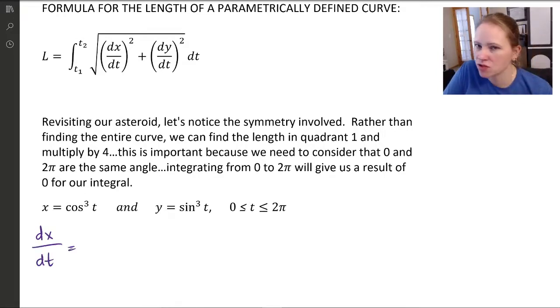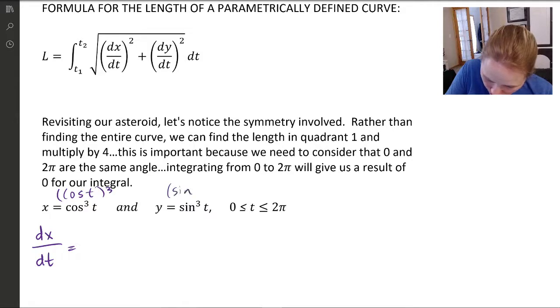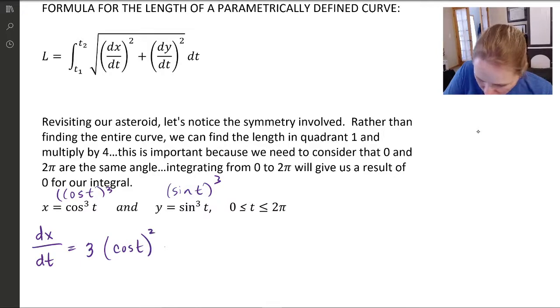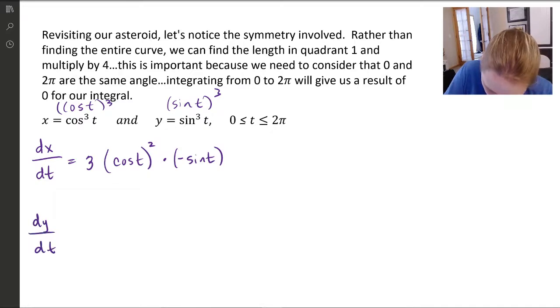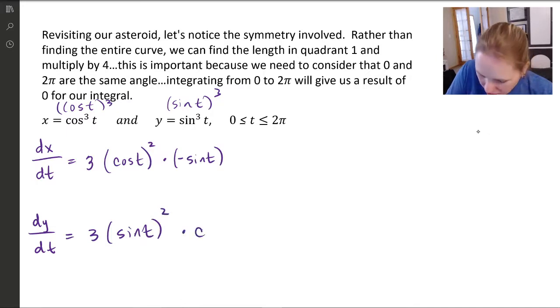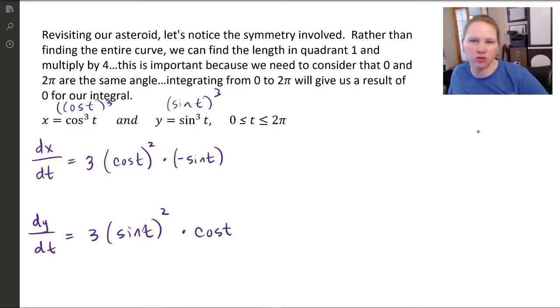So dx dt, now remember, this is tricky because cosine cubed is cosine cubed and sine cubed is sine cubed. So we kind of have the chain rule here. So dx dt, I'm going to use the power rule, and then I'm going to use the chain rule. So there's dx dt. dy dt, same deal. It's going to be 3 times the sine of t squared times the cosine of t. So here are my two derivatives.